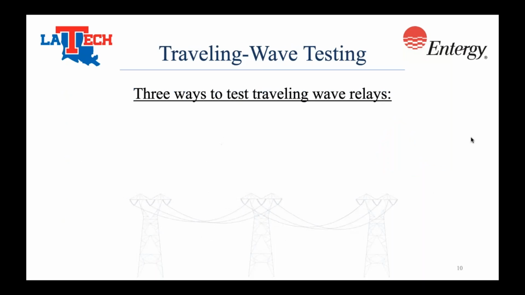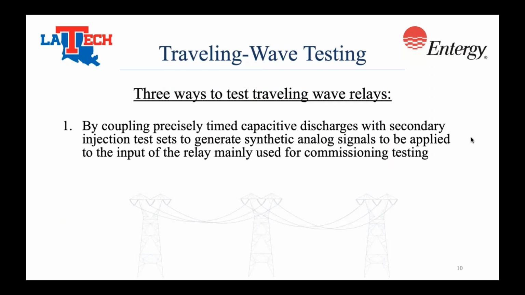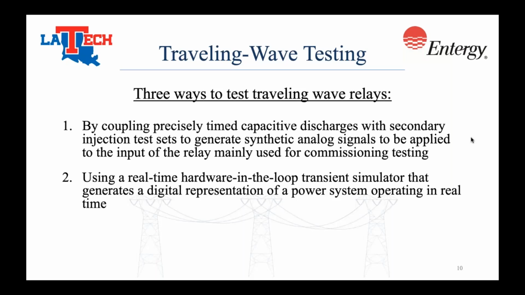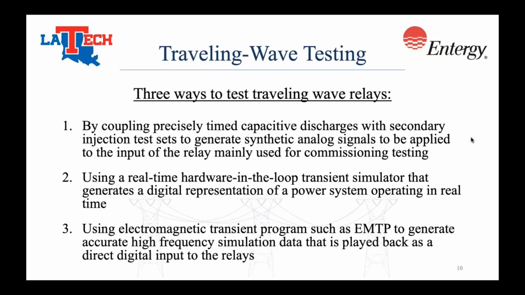There are three main ways to test traveling wave relays. First, by coupling some precisely timed capacitive discharges with a secondary injection test set to generate synthetic analog signals to be applied to the inputs of the relay. This method is mainly used for commissioning testing. Next, using real-time hardware-in-the-loop transient simulators that generate a digital representation of the power system operating in real time. And last, by using an electromagnetic transients program, such as EMTP, to generate accurate high-frequency simulation data that is played back as a direct digital input to the relays.